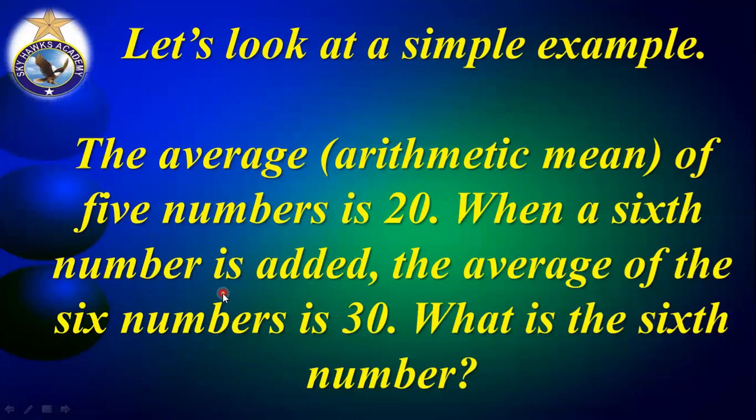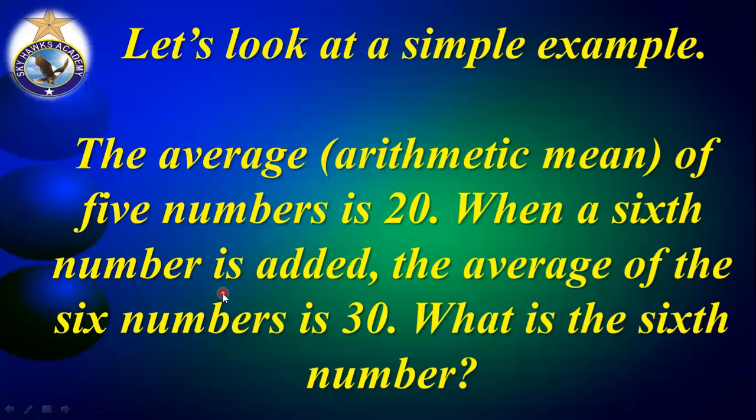The average, arithmetic mean, of five numbers is 20. So the total will become 100. 5 into 20, that will be 100. Total of the five numbers is 100. When a sixth number is added, the average of the six numbers is 30. Now the average of five numbers is given. Also the average of six numbers is given. Then what is the sixth number?